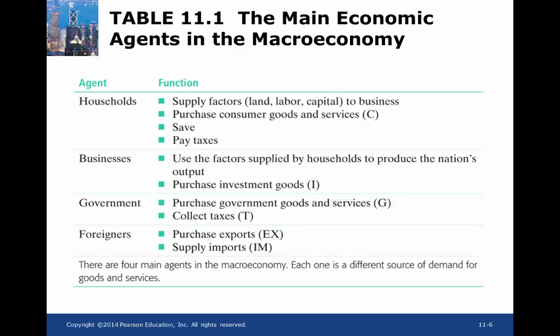Businesses use the factors supplied by households to produce the nation's output. They purchase investment goods. Government purchases government goods and services. They collect taxes. Foreigners purchase exports, which we call EX. Foreigners also supply imports, which we call IM. There are four main agents in the macroeconomy. Each one is a different source of demand for goods and services.